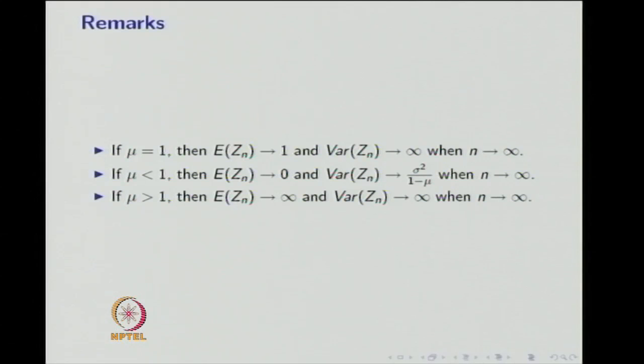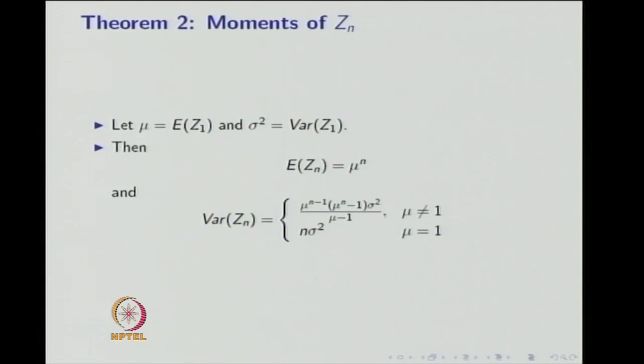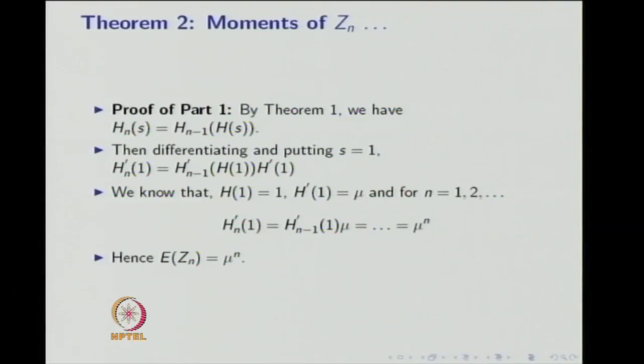As a remark, if mu is equal to 1, the expectation of Zn tends to 1, whereas the variance of Zn tends to infinity as n tends to infinity. You can see it from this theorem. As mu tends to 1, expectation of Zn will tend to 1, whereas the variance tends to infinity, because that is same as n times sigma square. Therefore, as mu tends to 1, the variance of Zn tends to infinity as n tends to infinity.